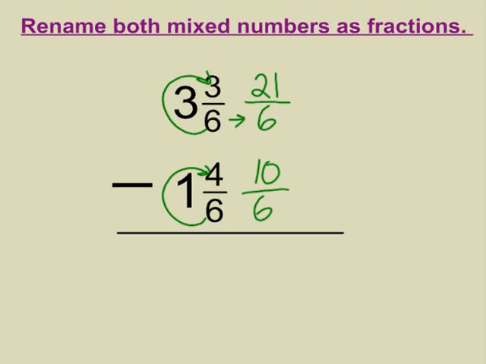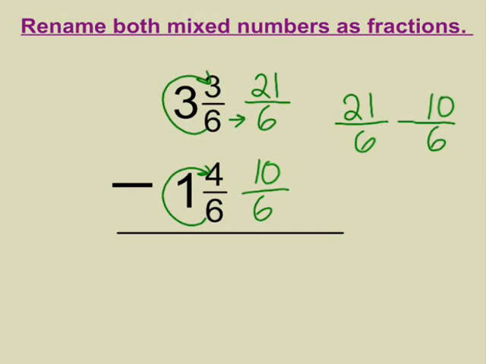And so I'm going to still subtract these just like I would any other way. Let me write it like this just so you can see it again. So I'm going to write it horizontally here. 21, 6 minus 10, 6. So we can keep that in our mind because that's how we've seen it so far.